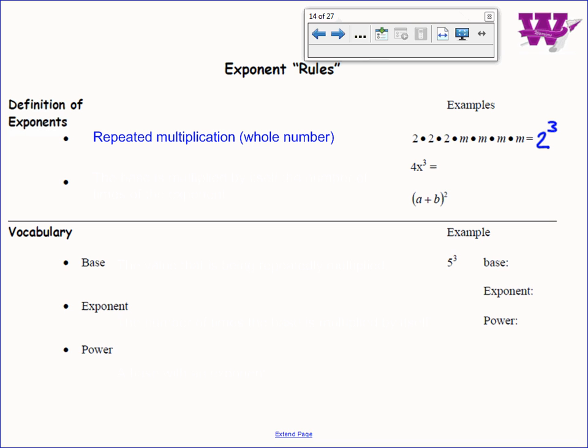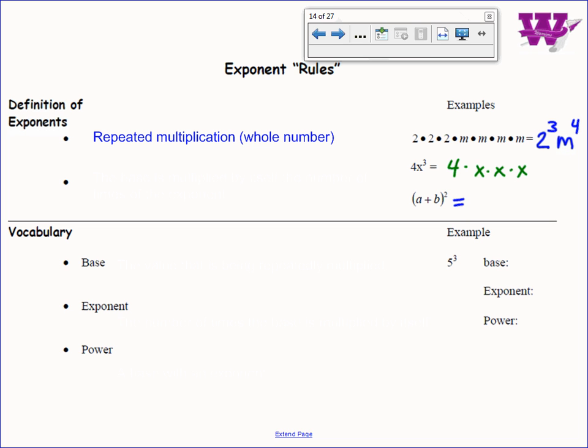2 times 2 times 2 is 2 to the 3rd. m multiplied together by itself 4 times is m to the 4th. And so my definition of exponents represents repeated multiplication, and it's a handy carry case. If we were to go the other direction and expand 4x cubed, that would be 4 times x times x times x.